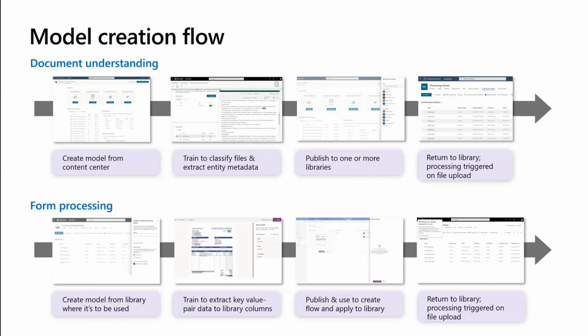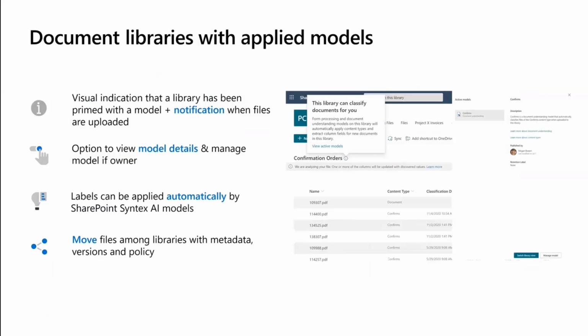And then similarly with the document understanding models, when you're done with that model training, you can go ahead and apply it to libraries. The end result, on the far right, is that you now have the ability at runtime to upload files. That will trigger the models to be executed to process those files and attempt to classify them and extract metadata from them.